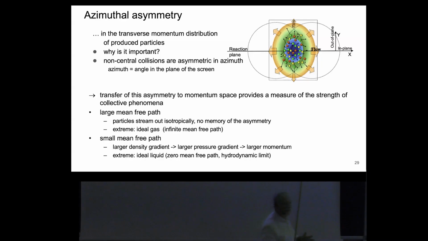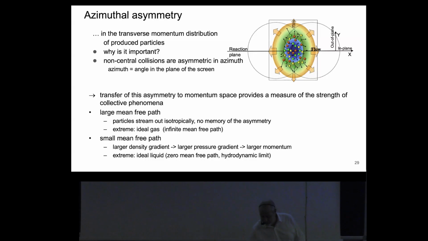But if there are interactions, if there are collective phenomena, then of course a particle going out in this direction will see a much larger pressure gradient than a particle going out in the other direction, and therefore in the extreme case you will have zero mean-free path, which is another way of saying the hydrodynamical limit.